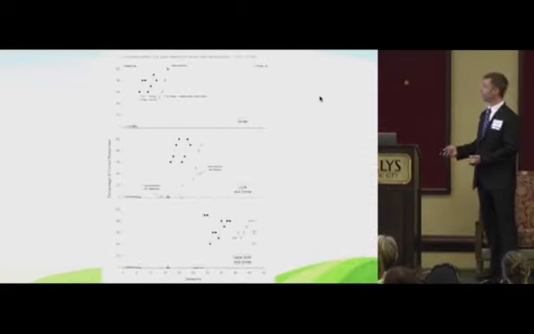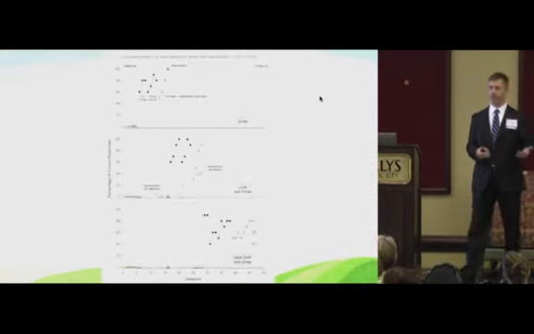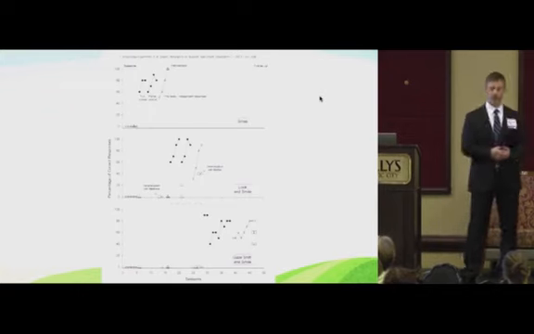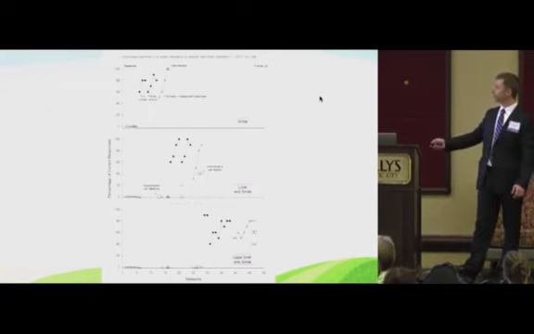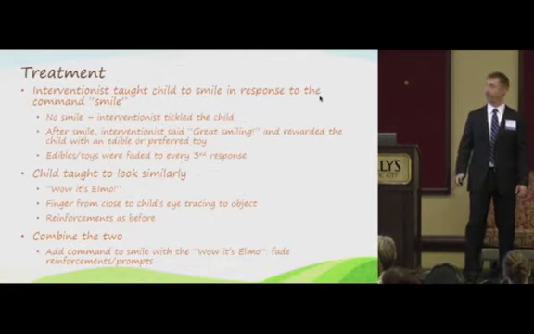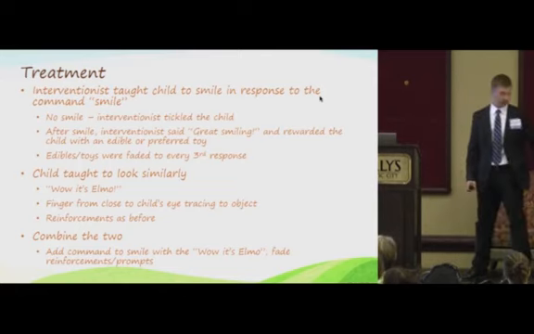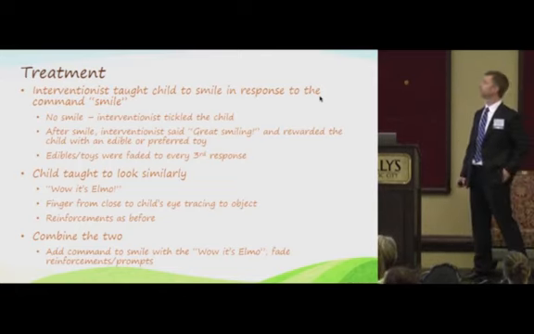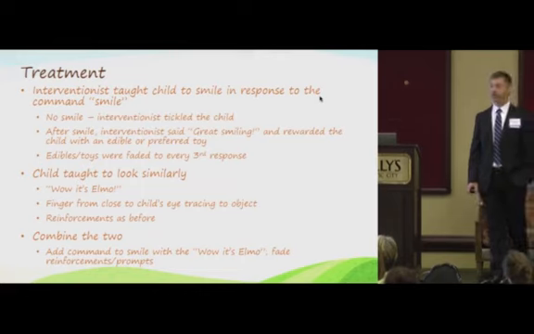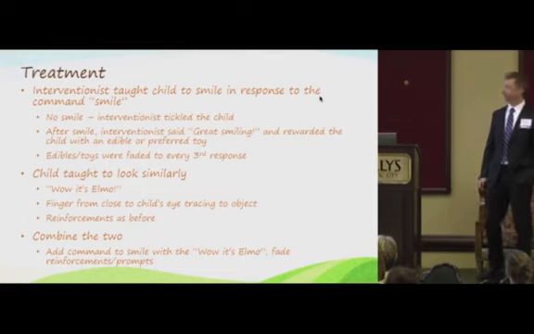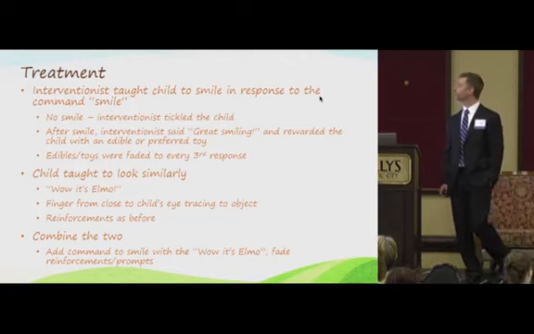So they go through the process of measuring joint attention and smiling abilities to begin with, and they train them, and eventually what you see is, well, this is what they looked like to begin with, and this is after training. Joint attention and smiling, way better after training, right? Very clear in these graphs. But let's think about how they did the treatment. So the interventionist taught the child to smile in response to the command, smile. If the child did not smile, they tickled the child. After the child then smiled, they said, great smiling, and rewarded the child with an edible food or a toy.